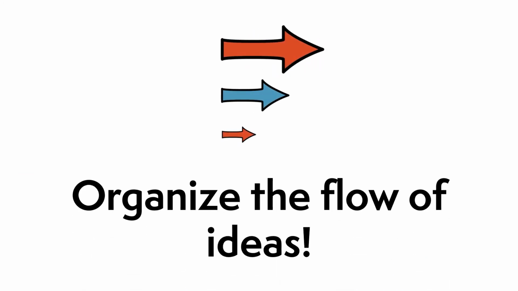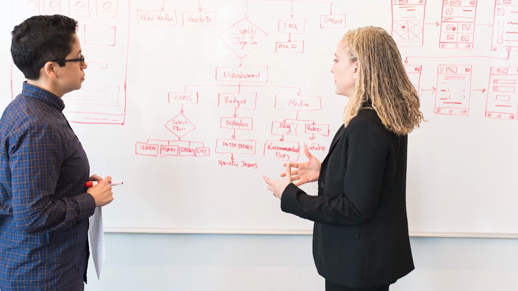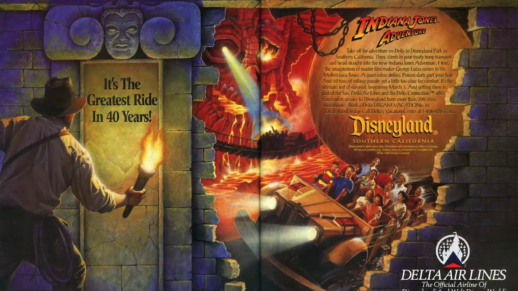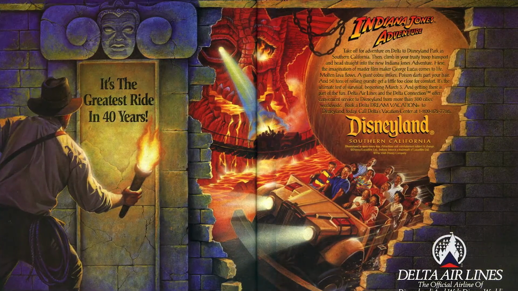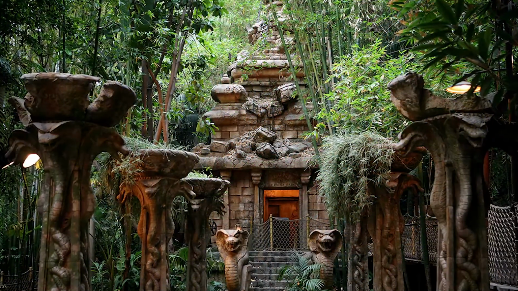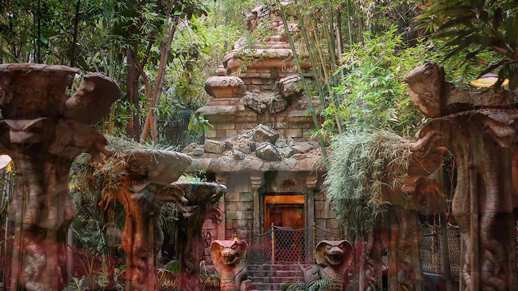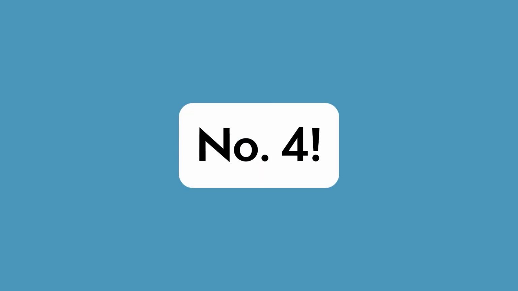Organize the flow of ideas. You must make sure there is a logic and sequence in both your stories and the way guests experience them. A good example to look at is Indiana Jones and the Temple of the Forbidden Eye at Disneyland. It follows a clear sequence of walk through the jungle, enter the temple, go find Indy, and then escape the temple. Number 4.